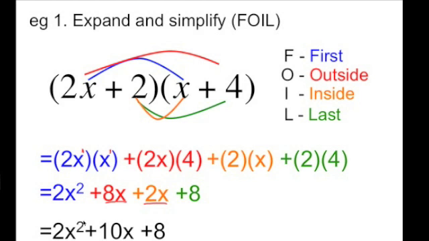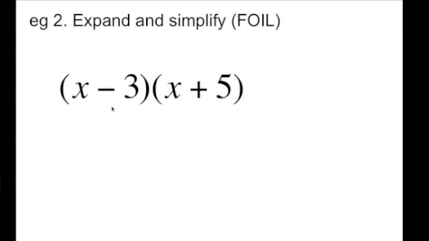The ones with the highest degree, the highest exponent, go first. That's just the general way we write it. So you'd write the 2x squared, then the x, and then the number. Right? Let's try another example. So example 2, again, expand and simplify using FOIL.